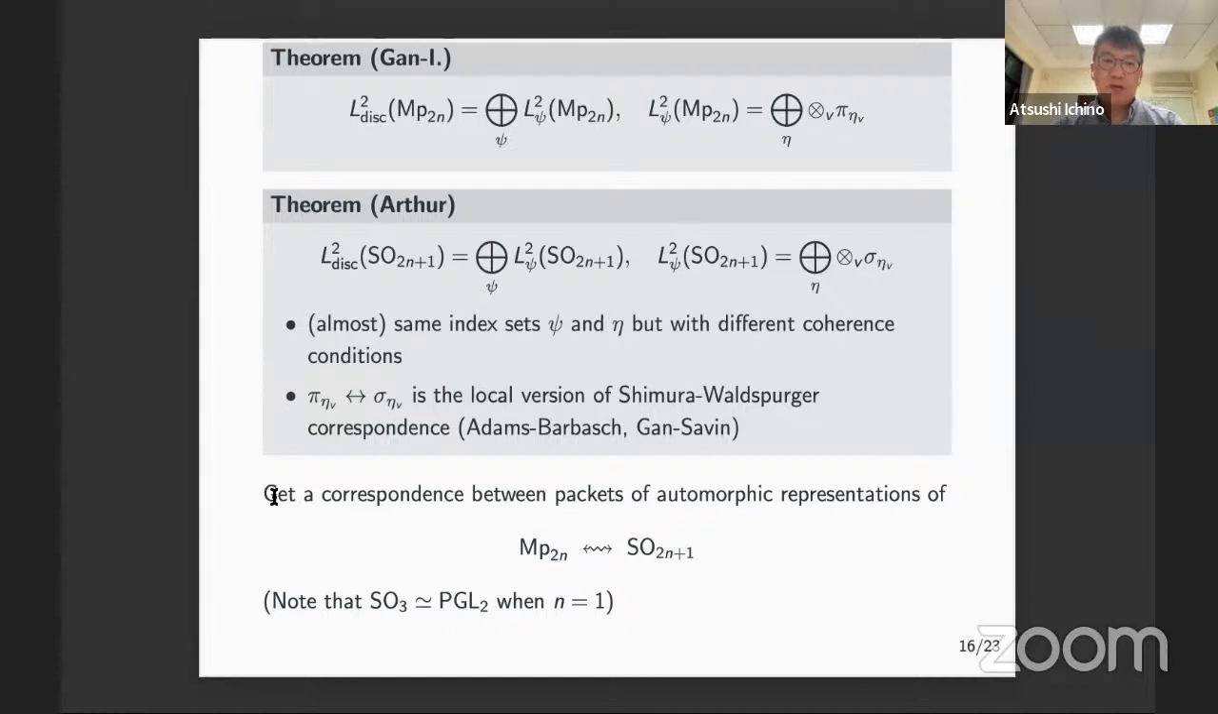In any case, we get some correspondence of representations, but because the coherence conditions are different, it is not at the level of representations, but at the level of packets of representations of Mp_2n and SO_2n+1. And if n is 1, then SO_3 is isomorphic to PGL_2, so we can recover the Waldspurger project.